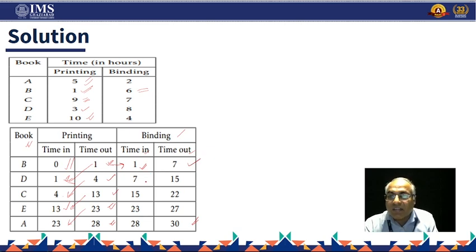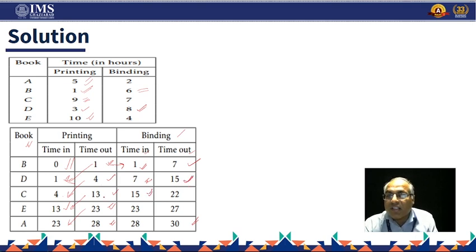I'll enter 7 here. Why 7? Because it is greater than 4. It can be 4 or greater than 4, then it will be entered as it is. If it is 3, then I cannot enter 3 here. I have to enter 4, whichever is larger. So this is the logic. So at 7, this will start, and D, how much binding time is D taking? D is taking 8 hours of binding time. So 7 plus 8, 15.